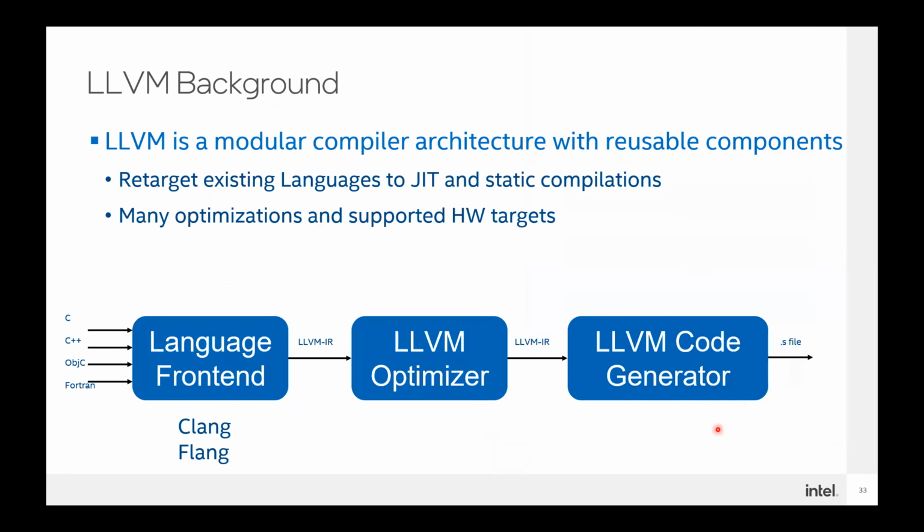So this is just a simple slide to show you how our compiler works. There are the different language front ends, so the Fortran, C++, or C front end. Then the front end creates this intermediate representation. Then there is the LLVM optimizer that creates another, let's say, optimized representation. And then the LLVM code generator that produces the .s file.